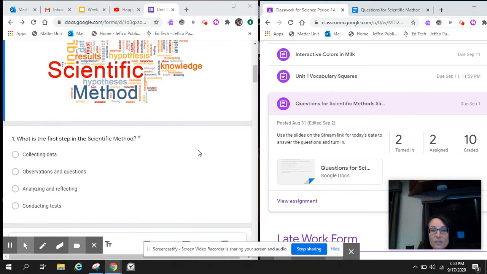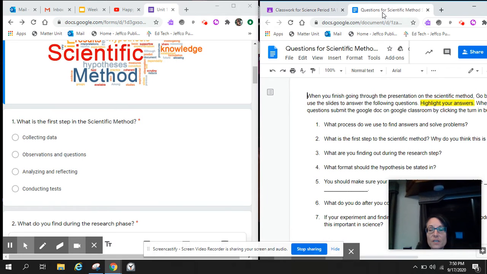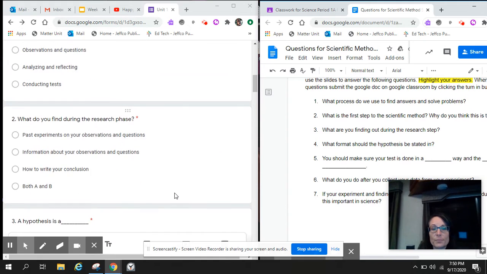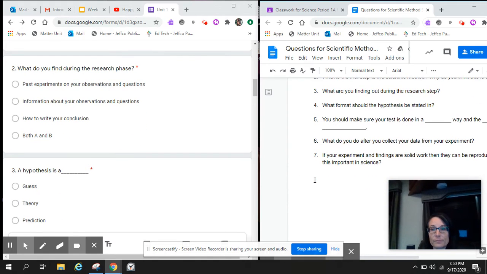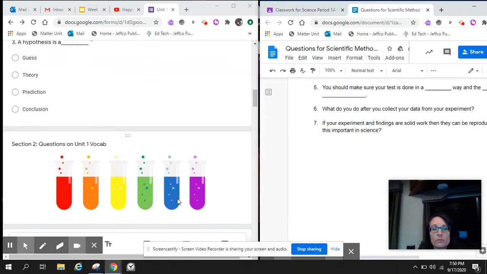Then, as I read the questions on this quiz, I could refer to my answers that I had already done on the document. You'll see that they are pretty close, okay? The questions here and the assignment. As you scroll down, you're going to see section 2. You see a picture there, and this one tells you here it's questions on Unit 1 vocab.